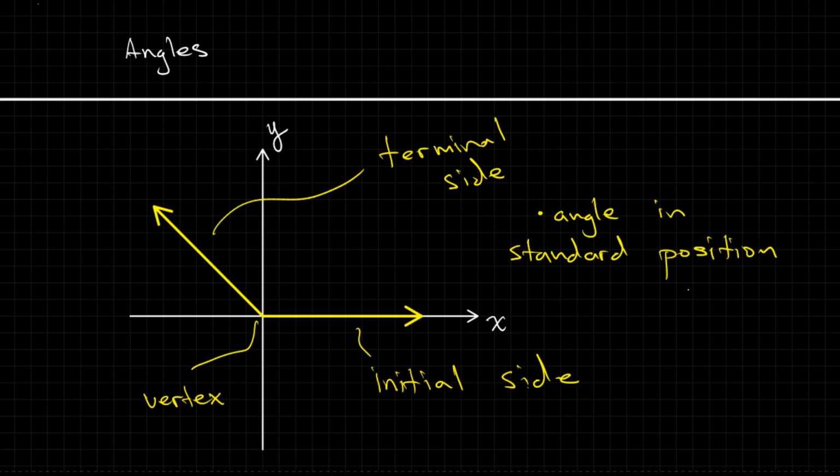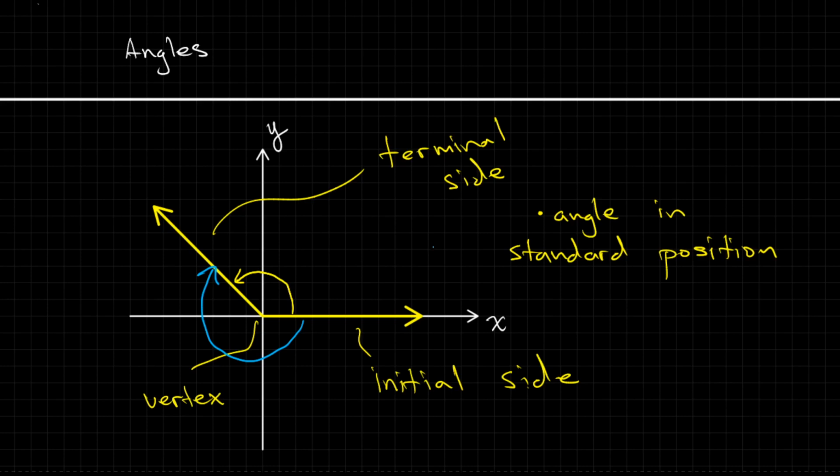Something else that's typically included in the drawing of an angle is some indication of how to get from the initial side to the terminal side, drawing this arc that I've just drawn. Because depending on how you get from the initial side to the terminal side, that will represent a different angle. So in this case, I have gone from the initial side to the terminal side by rotating counterclockwise. However, you could get from the initial side to the terminal side by rotating clockwise as well, and that would be a different angle.